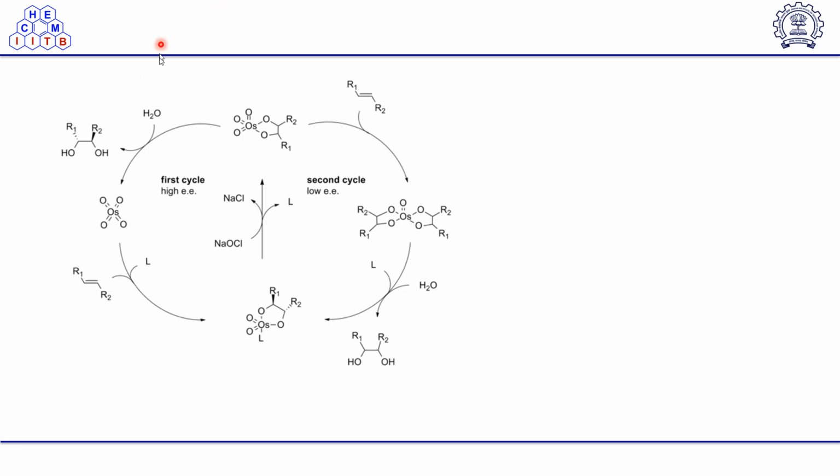And this is the mechanism of this reaction. That is, first this alkene will coordinate with this osmium complex, and then water will come in, and it will result in the formation of the corresponding diol.